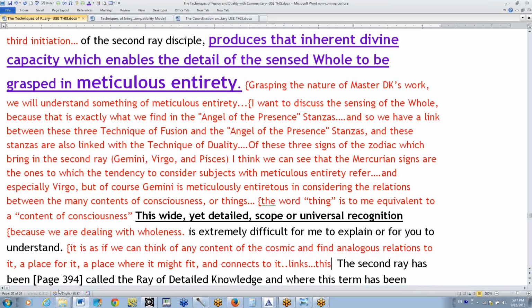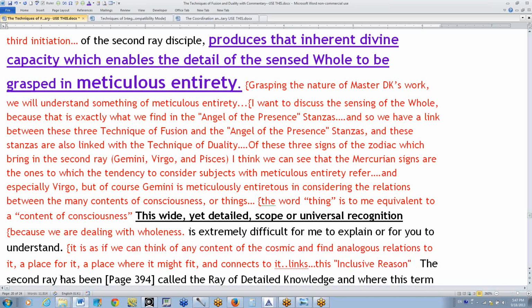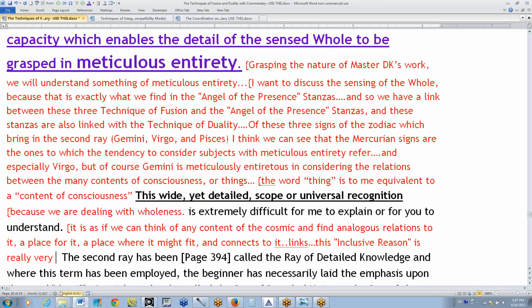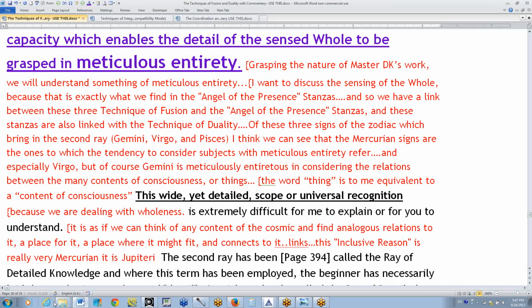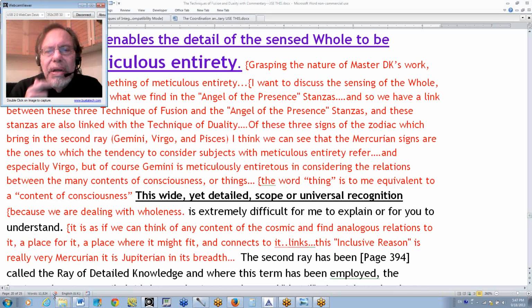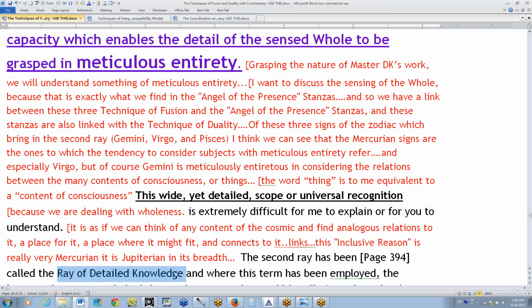This inclusive reason is really very Mercurian. But at the same time, it is Jupiterian in its breadth. And of course, when you think about it, Mercury and Jupiter are the two planets which rule the signs through which the second ray is at this time particularly transmitted. The second ray has been called the ray of detailed knowledge. There are so many names for these rays. And if we read through the books, we begin to grasp a few of them. He doesn't give them all in the same place.